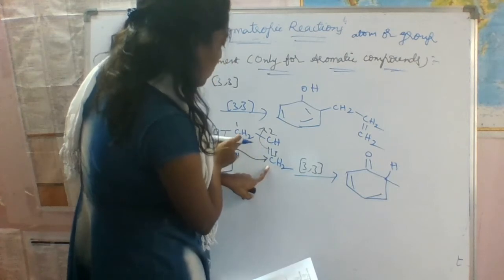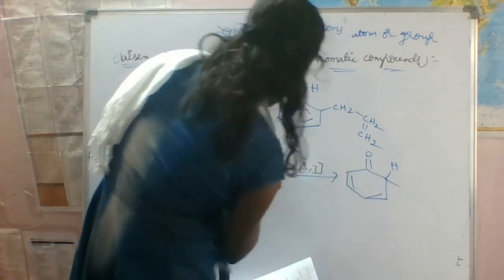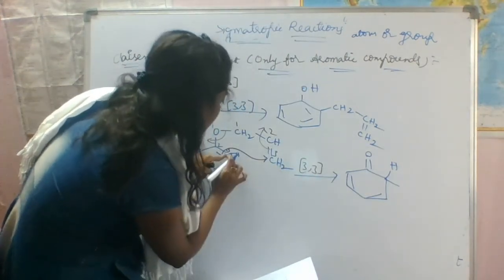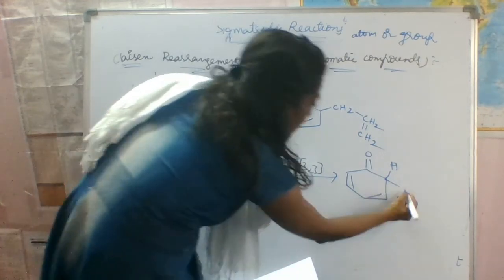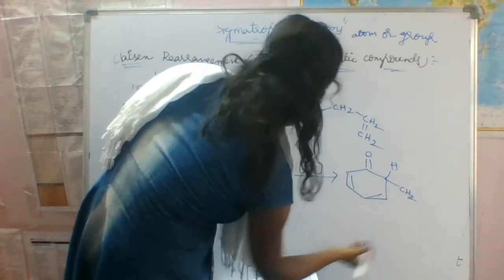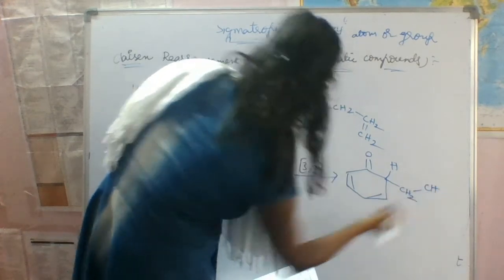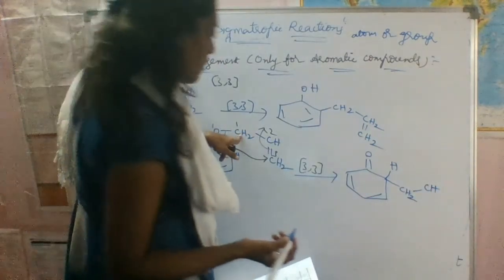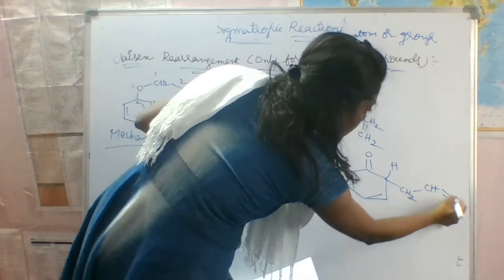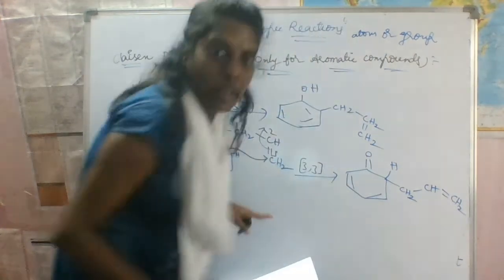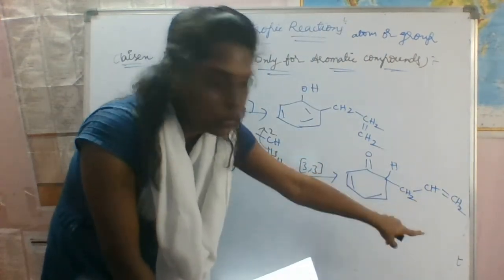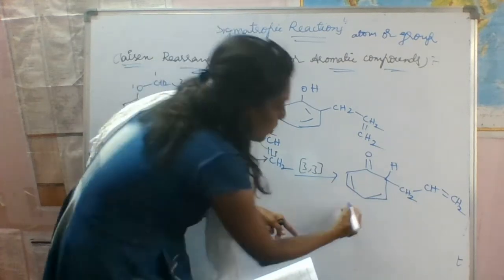So this is shifted towards this 1 and 2. Means here this third carbon is attached to this third carbon as a CH2, and here CH is there, and here what about this one? CH2. Okay, C double bond CH2. Next, this is a keto form.